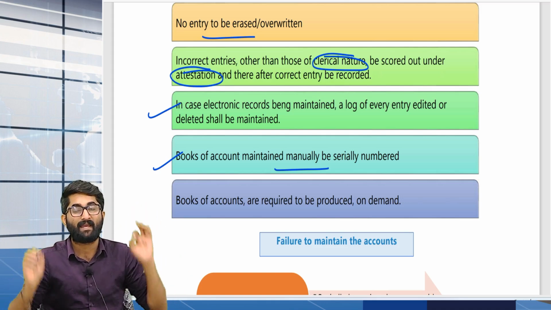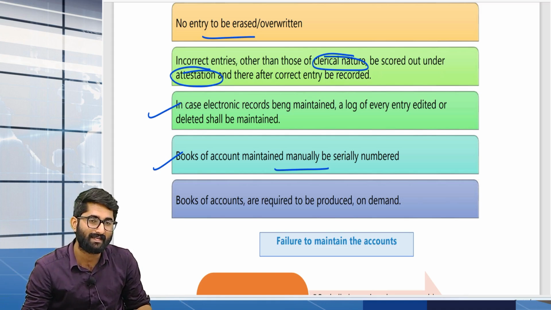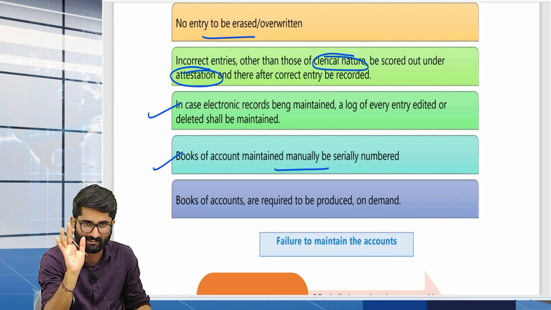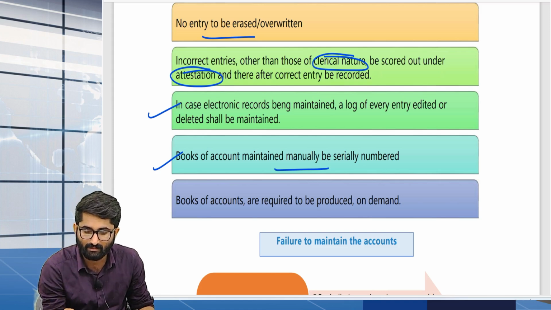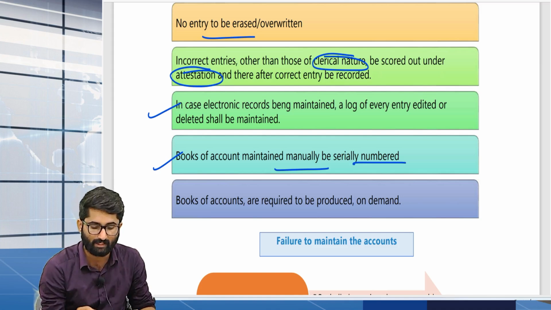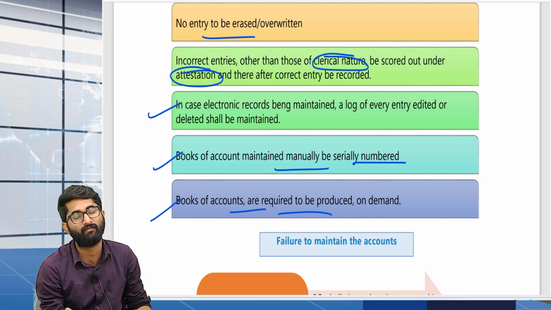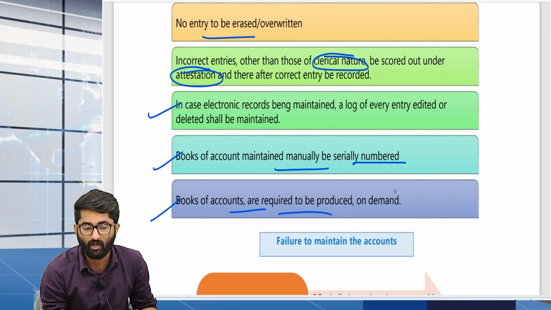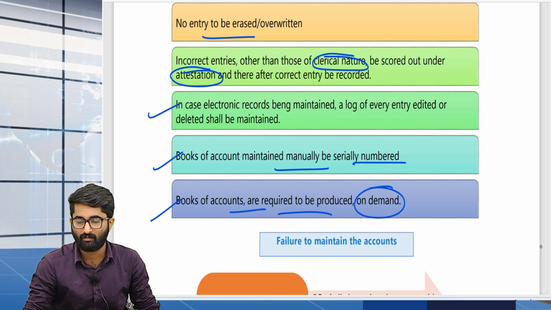That means when you are maintaining it manually, you should maintain it serially, it should be numbered. Even the invoice should be numbered, that we have discussed in the invoice chapter. Books of accounts are required. If the proper officer requires it, on demand you have to give those books of accounts.